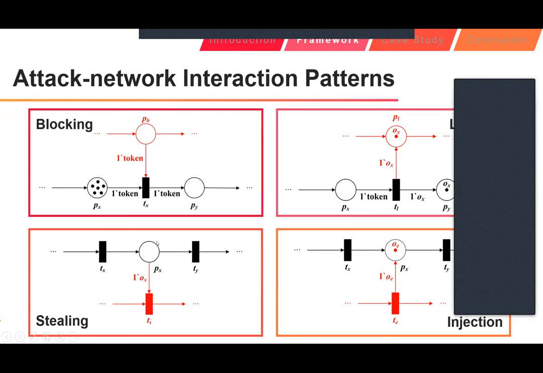The third one is stealing. Stealing means attackers take entities away without the permission of the system and keep them. Different from leakage, token OX doesn't exist in the original net anymore because it has been taken away. The fourth pattern is injection. Injection is a way used by attackers to put some modified entities, usually malicious, into a system. These entities can coordinate attackers to extract information and interfere with the system. The figure shows the token OE is injected into the original net.